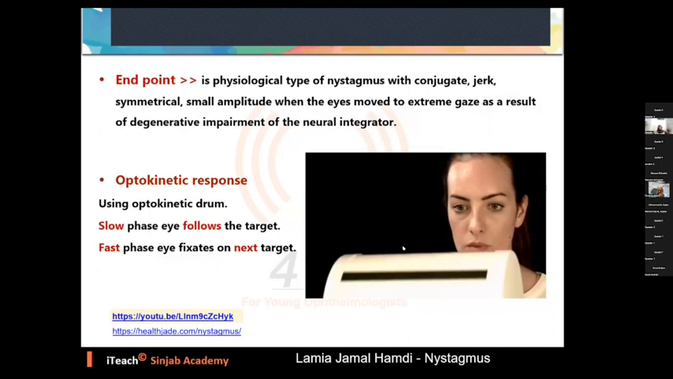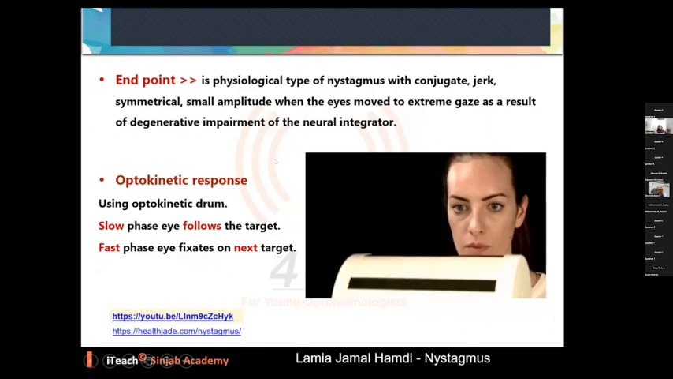The other type is the optokinetic response, as shown in this video, by using the optokinetic drum, either horizontal or vertical. The slow phase will be in the same direction of the rotated drum, while the fast phase is in the opposite direction of the rotated drum to refixate on the next target.